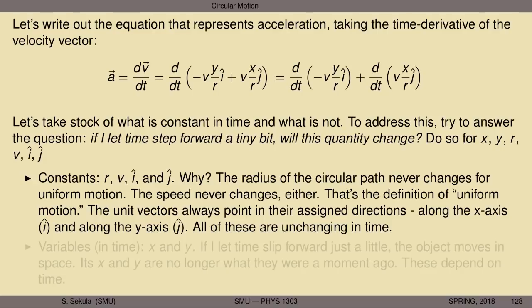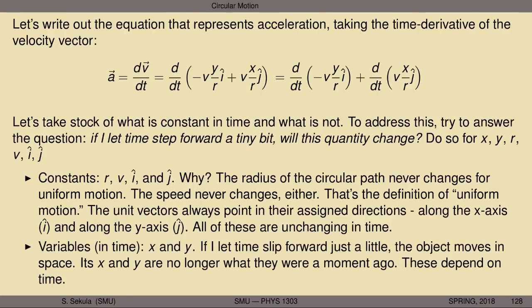The unit vectors, i hat and j hat, always point in their assigned directions. i hat always points along the x direction, j hat points along the y direction. They never deviate from that. So you might have been tempted to think, well, i hat and j hat have to change when the ball moves. But what's really changing are its coordinates, not the definition of the unit vectors. The unit vectors constantly and always point along their assigned axes, x and y, for i hat and j hat respectively. So all four of these do not change in this problem in time.